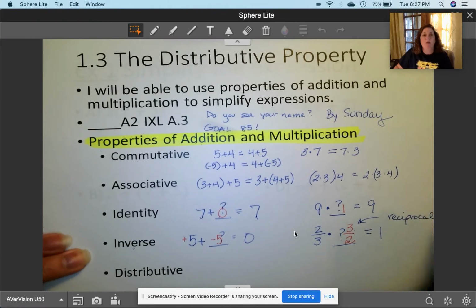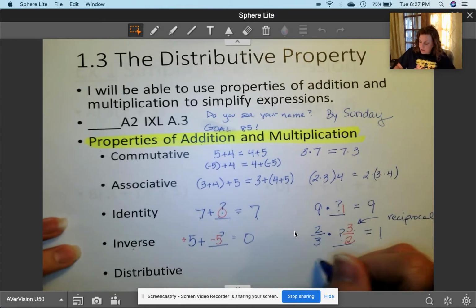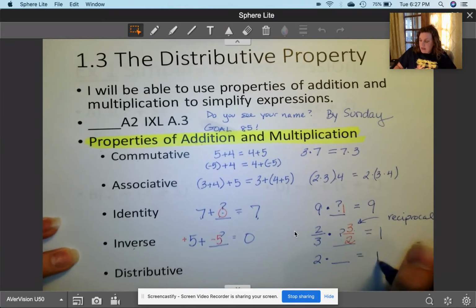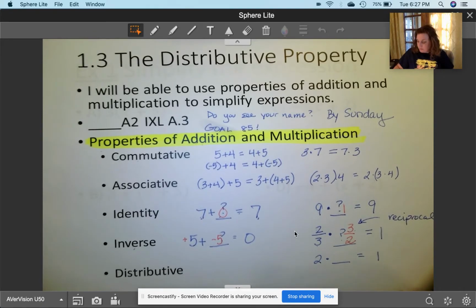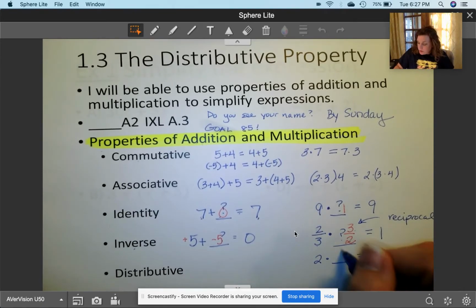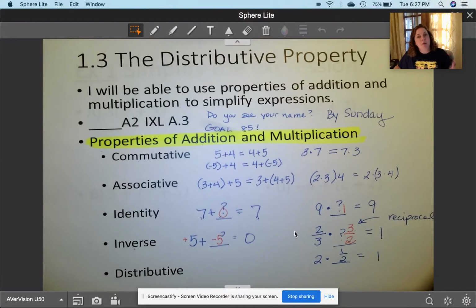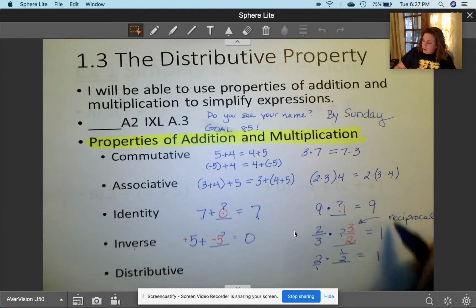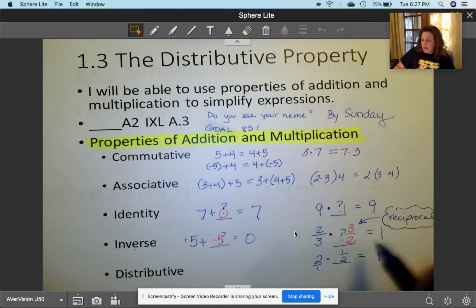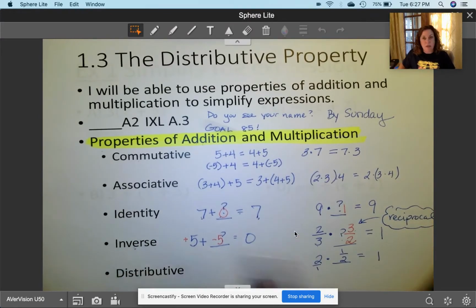I'm going to use that word all the time. It means flip the fraction. So even if you had 2 times what would give you 1? Well, if you had a 2, you could multiply by the reciprocal, which would be 1/2. Remember, this is 2/1. You flip the fraction, it becomes 1/2. 2 times 1/2, well, that's just 1 whole. And so we're going to use the reciprocal a lot, and that is the multiplicative inverse.